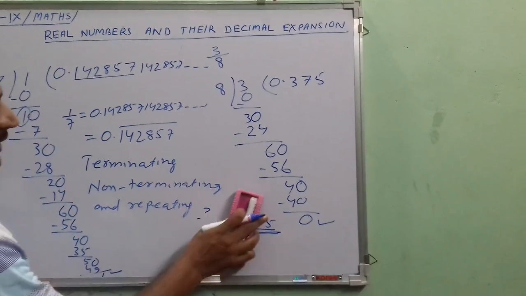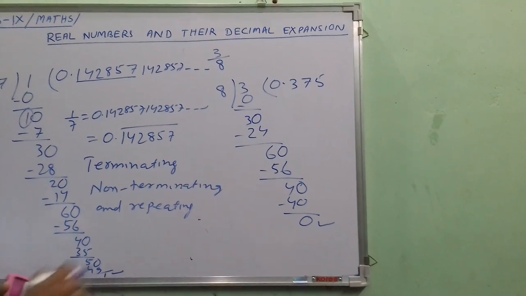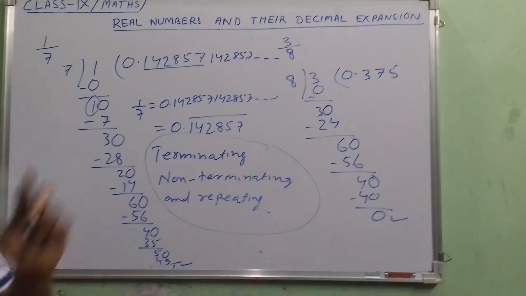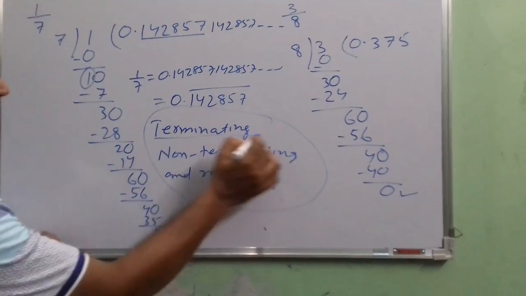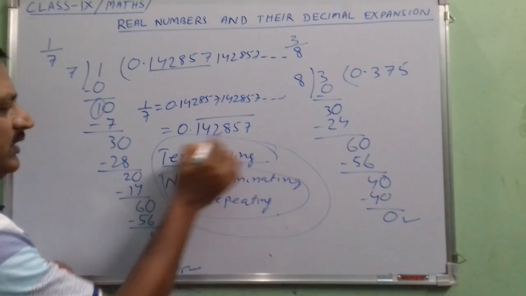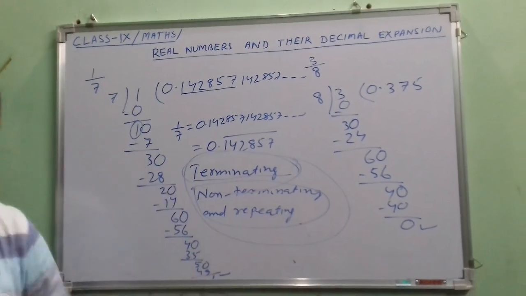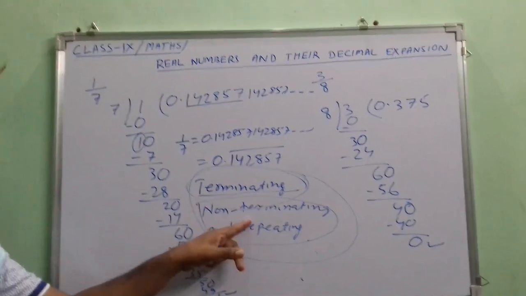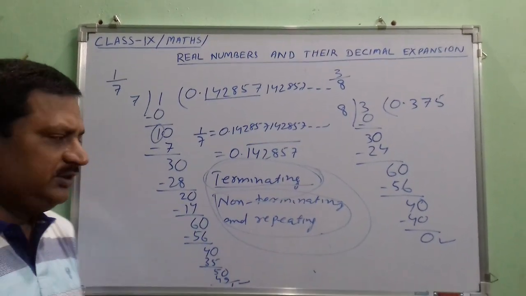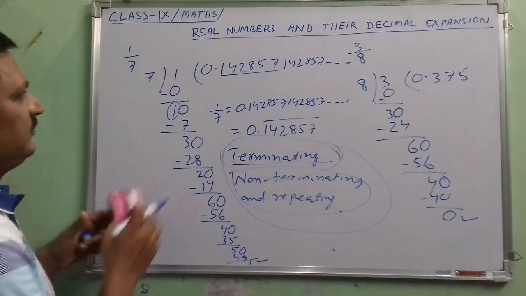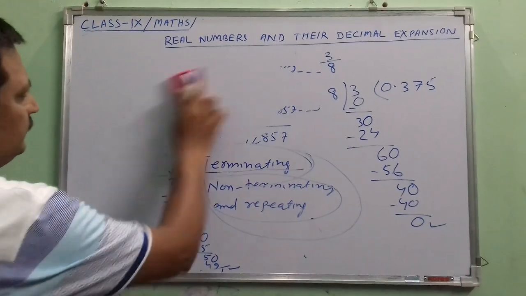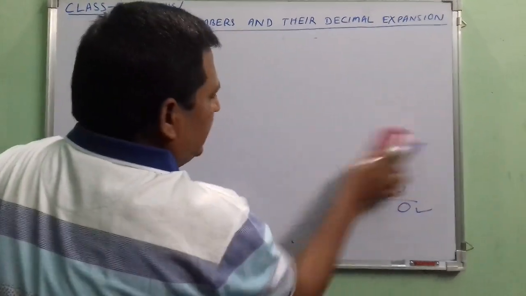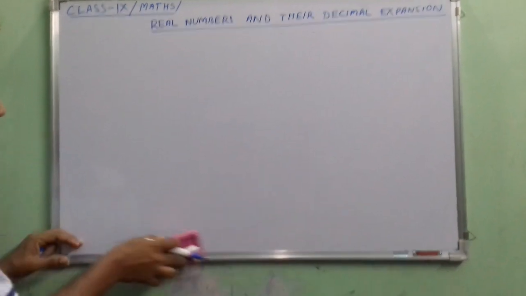So rational numbers are of two types: terminating and non-terminating and repeating. This is the way we can classify rational numbers in two different categories. And all those numbers which are non-terminating but non-repeating, they will be irrational numbers, right? Now we shall see if a number can be expressed as rational.